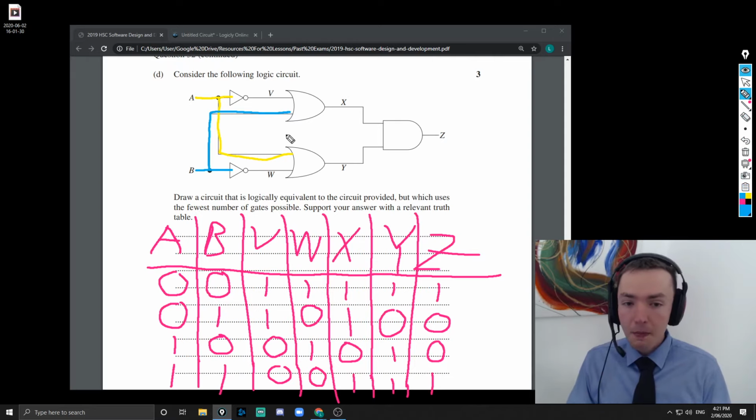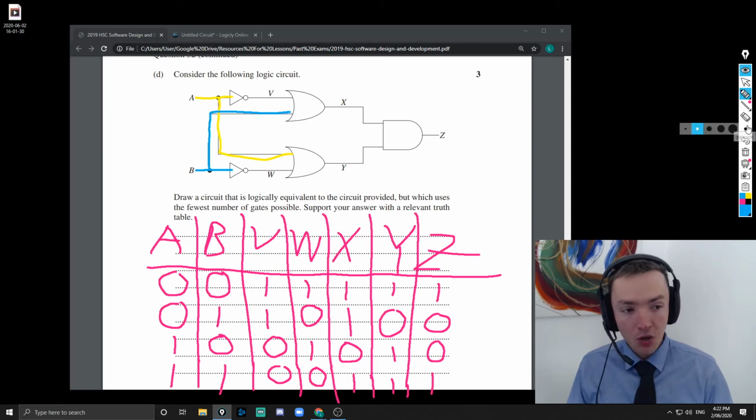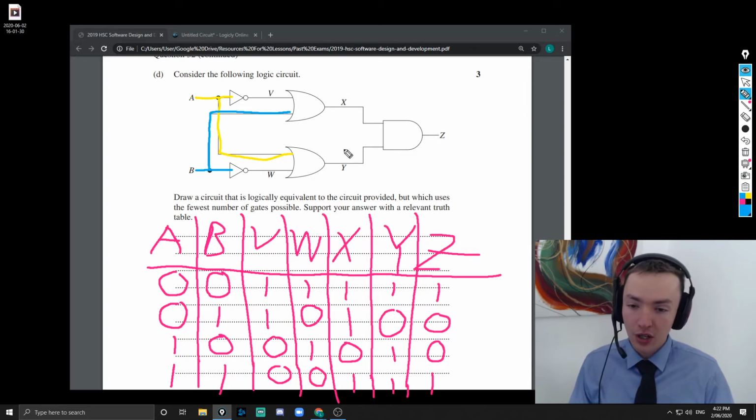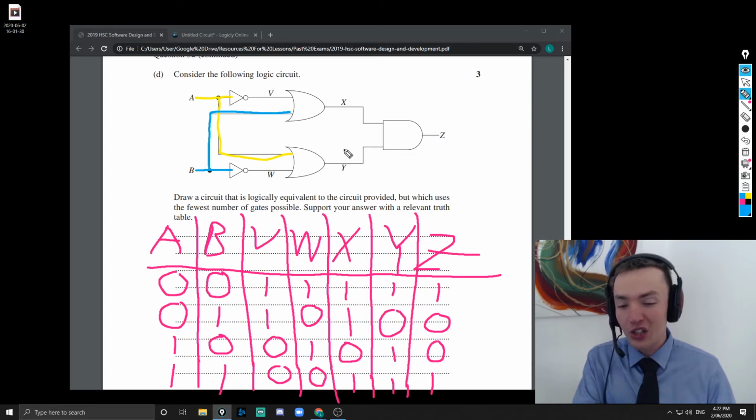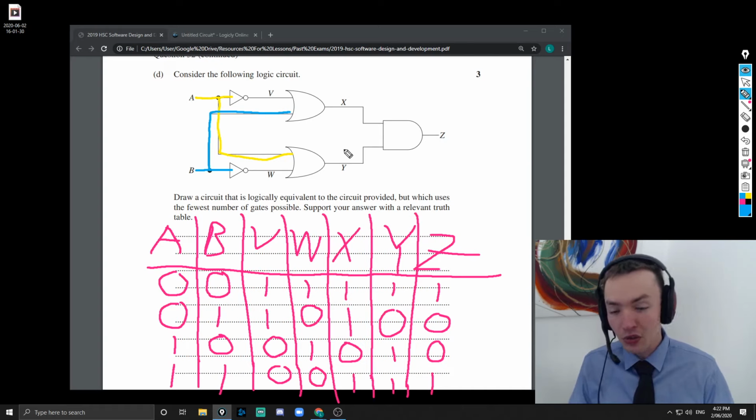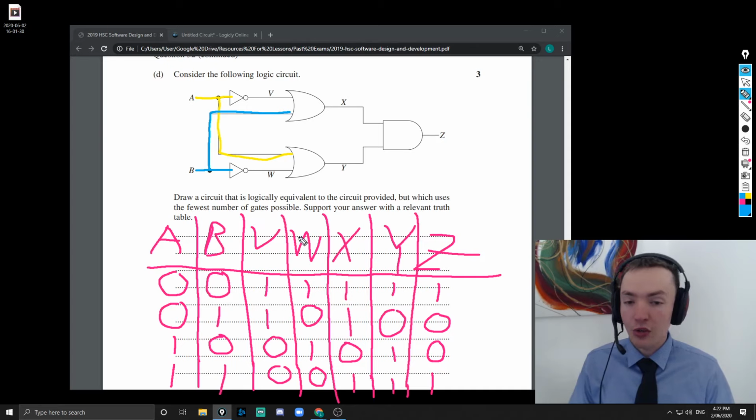So, you've done your truth table. We've got this far. So how do we finally draw the logical equivalent of this circuit? I'll give you a little tip on how you simplify a circuit. If you've drawn this in the exam, don't do what I'm about to do, but this is just an exercise to help you.